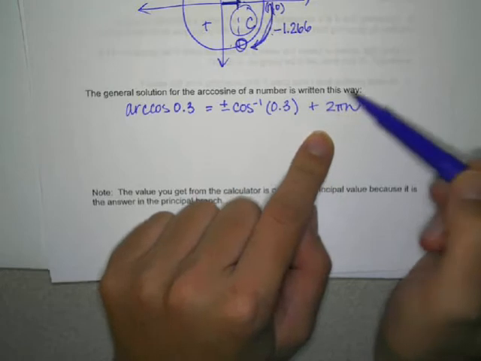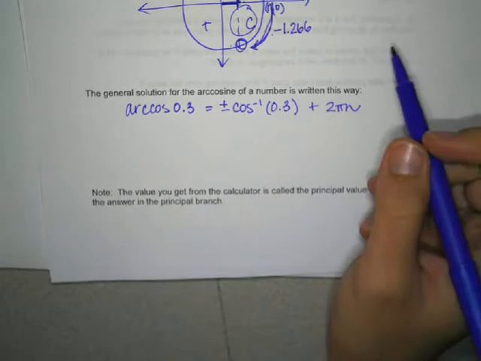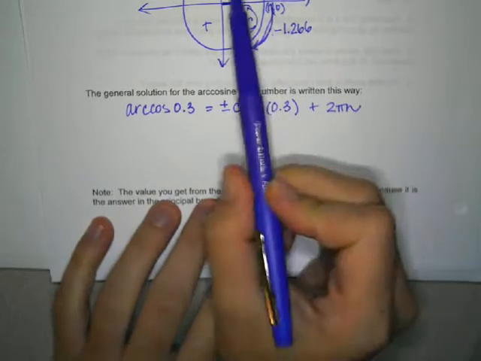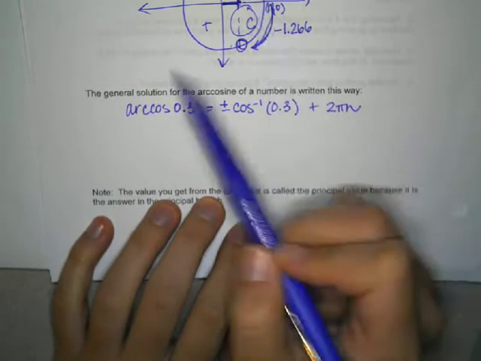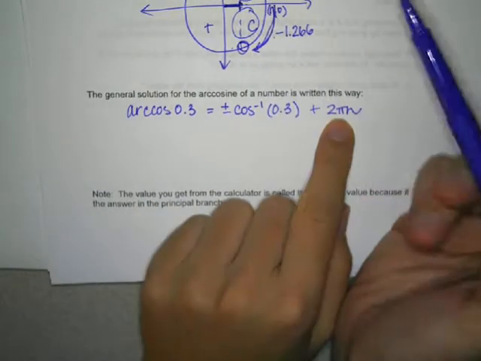So this is like the coterminal angle stuff. So you're covering all of your bases. Because technically, if you keep going rotations, you're going to keep hitting that value over and over and over again. So you could have an infinite number of solutions.